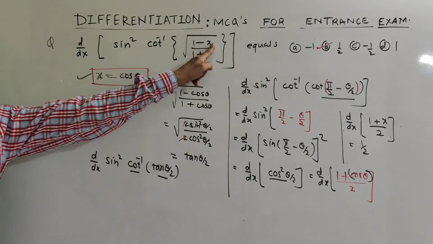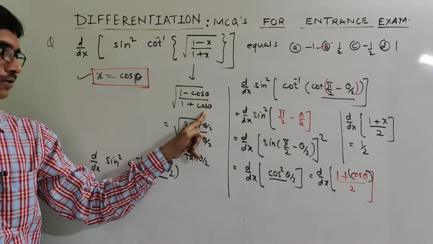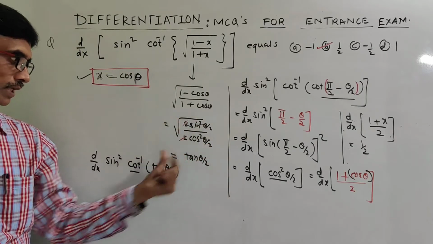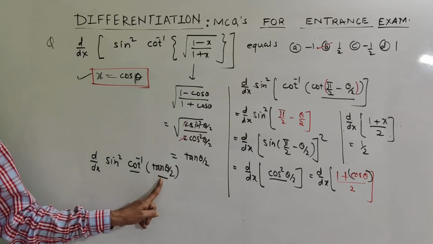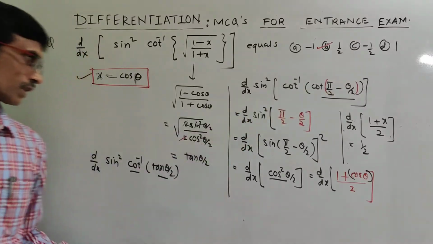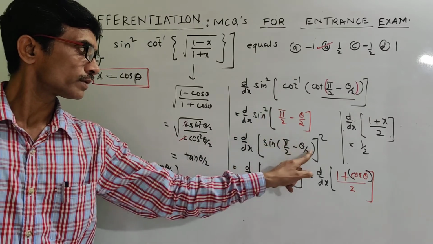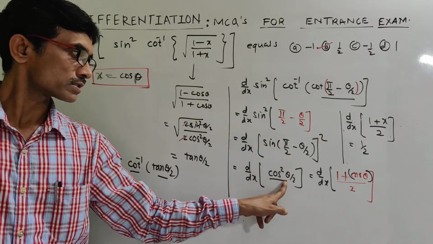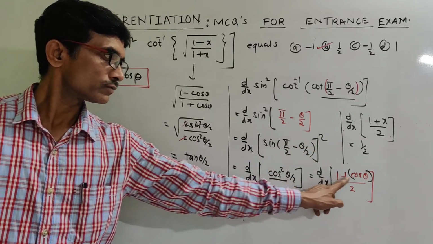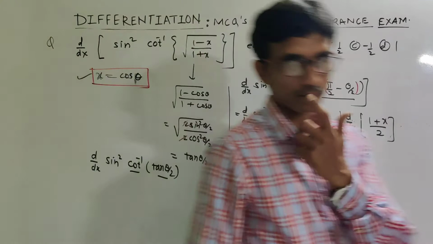In place of this x we substitute cos theta. So root of 1 minus cos theta upon 1 plus cos theta, 2 sin square theta by 2, 2 cos square theta by 2. It is tan theta by 2, square root of that. Cot inverse of tan theta by 2. So we use allied angle. It will be cot of pi by 2 minus theta by 2. Sine square of that, that is sine of pi by 2 minus theta by 2 whole square, which is cos square theta by 2, it is 1 plus cos theta upon 2. But cos theta is x and derivative of this only.